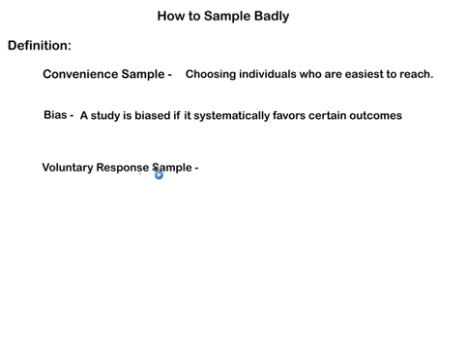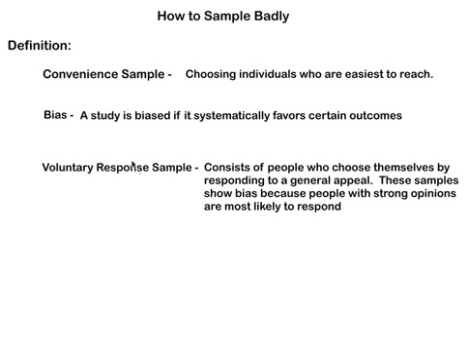A voluntary response sample is just what it sounds like. It's a volunteered response. This consists of people who choose themselves by responding to a general appeal. These samples show bias because people with strong opinions are most likely to respond. This would be like if you were posting that same question about the cafeteria versus bringing your food on the Facebook page for East Rutherford. Those of you that feel very strongly about bringing your lunch or eating in the cafeteria are going to be more likely to respond to that survey than people who are just like, well, I'll do whatever I feel like on that day.